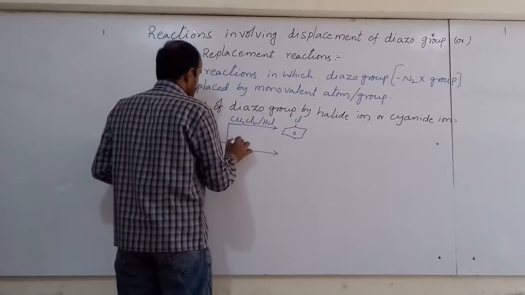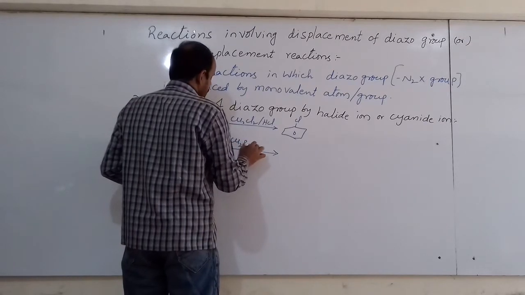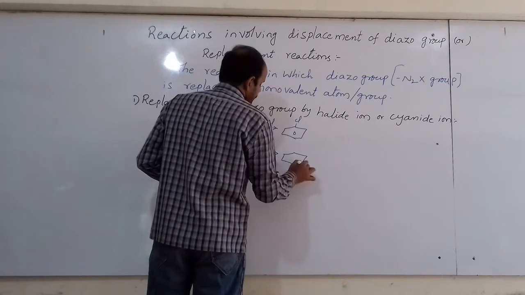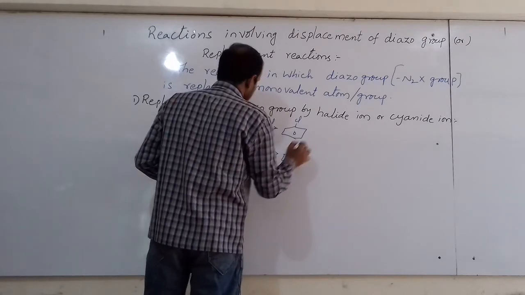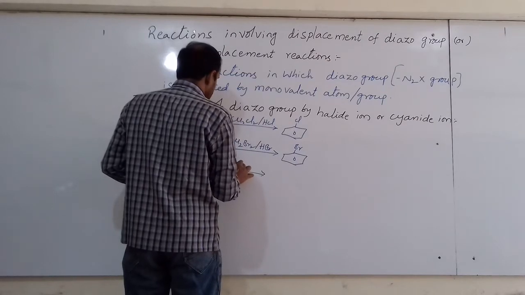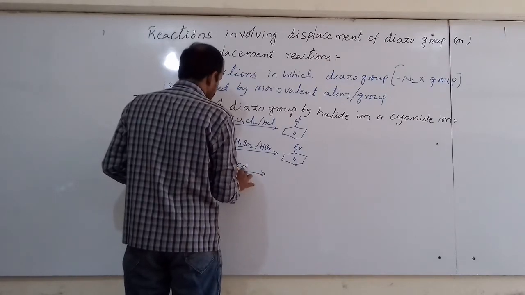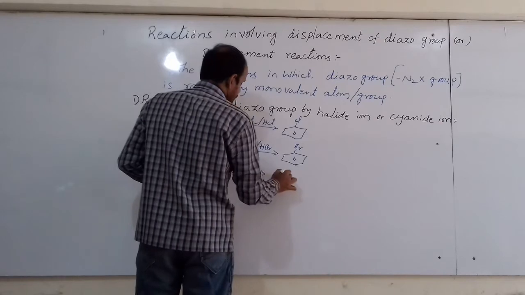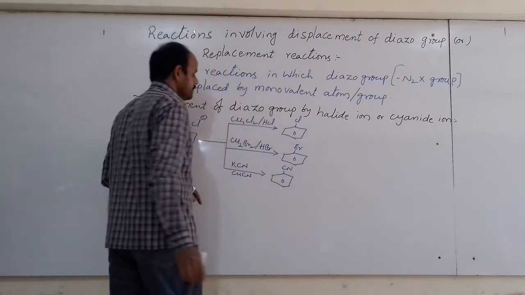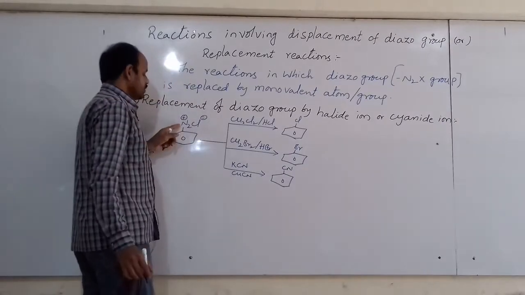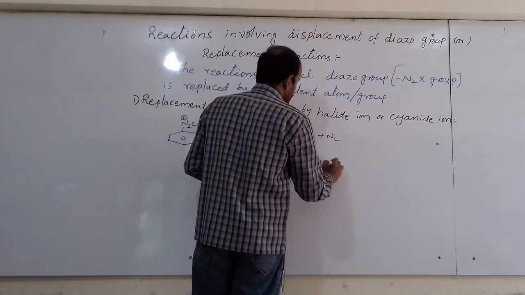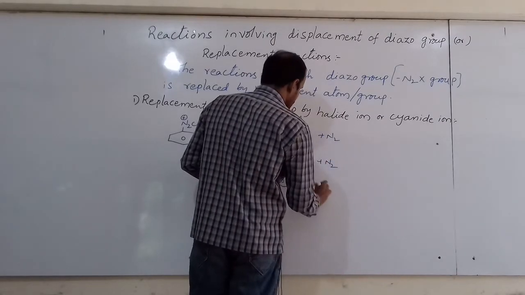This benzene diazonium chloride reacts with cuprous bromide and HBr, and we get bromobenzene. It reacts with potassium cyanide in the presence of CuCN, and we get cyanobenzene. Here the diazo group is removed as N2 gas. Thus in every reaction N2 gas is formed as a byproduct.